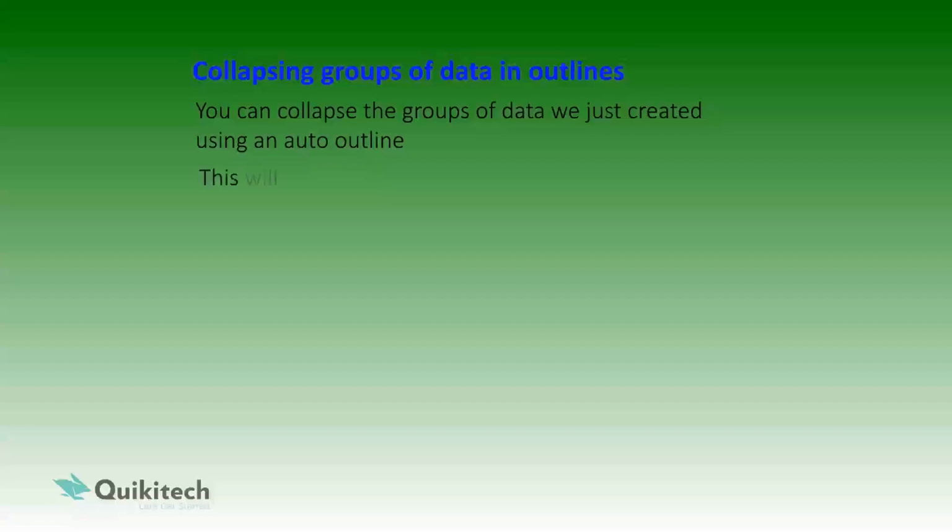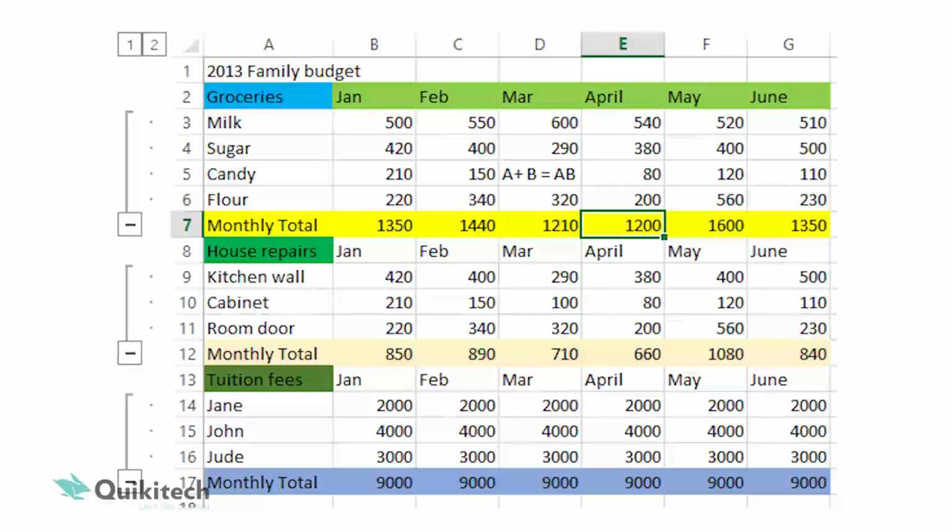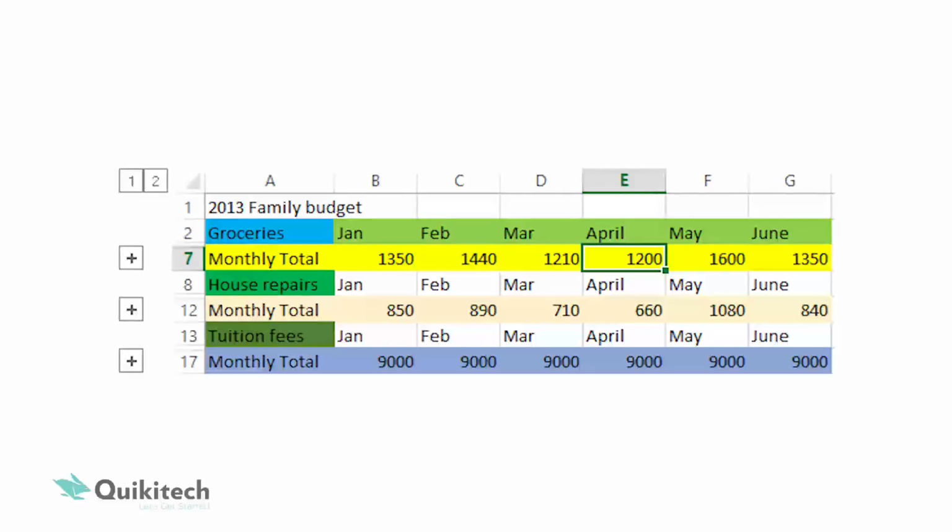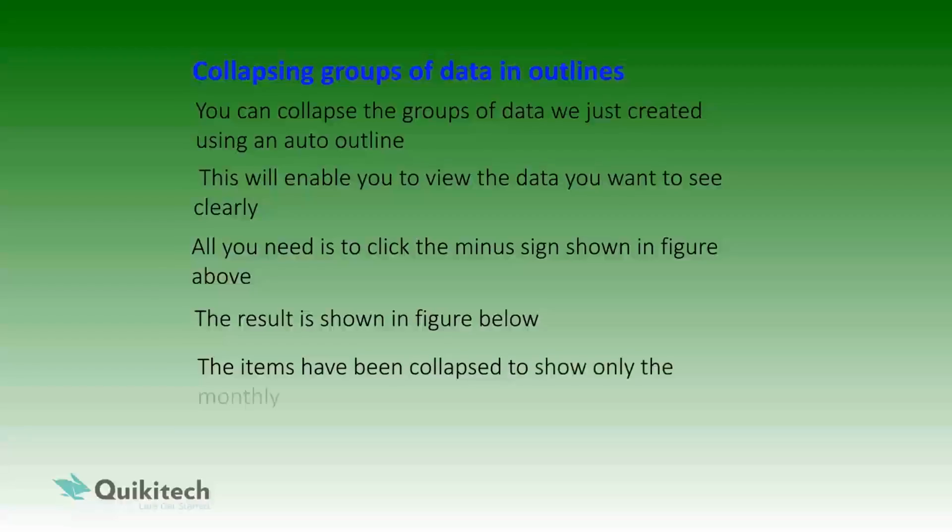Collapsing groups of data in outlines. You can collapse the groups of data that we just created using Auto Outline. This will enable you to view the data you want to see clearly. All you need is to click the minus sign as shown in the figure on your screen. The result is shown in the next figure. The items have been collapsed to show only the monthly totals and the headings.